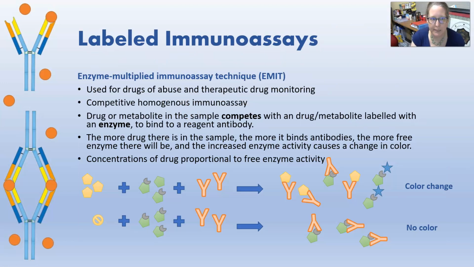Then we have the EMIT, the enzyme multiplied immunoassay technique. It is used for drugs of abuse and therapeutic drug monitoring. It is a competitive homogeneous immunoassay. The drug or metabolite in the sample competes with a drug or metabolite that's labeled with an enzyme, and it competes to bind a reagent antibody. The more drug there is in the sample, the more it binds antibodies, and the more free enzyme there will be. And the increased enzyme activity causes a change in color. The concentration of the drug is directly proportional to free enzyme activity.